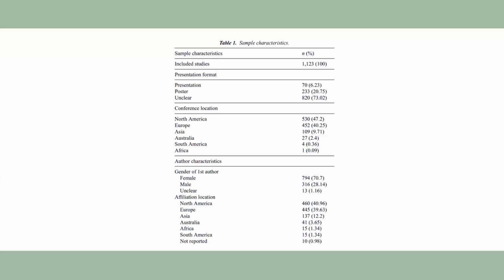The findings revealed, firstly, the main characteristics of the sample. As you see, we encountered some missing information, for example, about the presentation format, with most of the abstracts having no information about the presentation format. And with regard to the conference location and author characteristics, again, North America and Europe were quite dominant geographically, and females were as well.